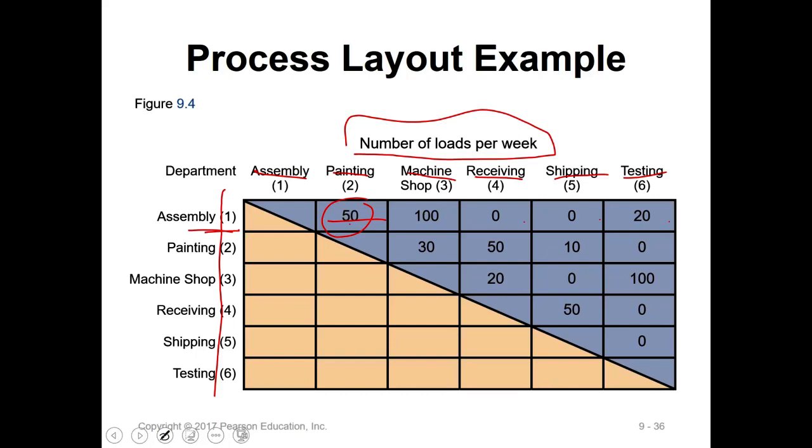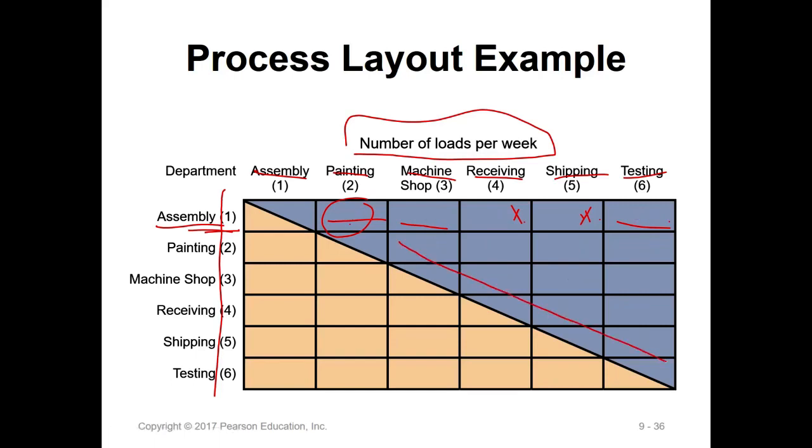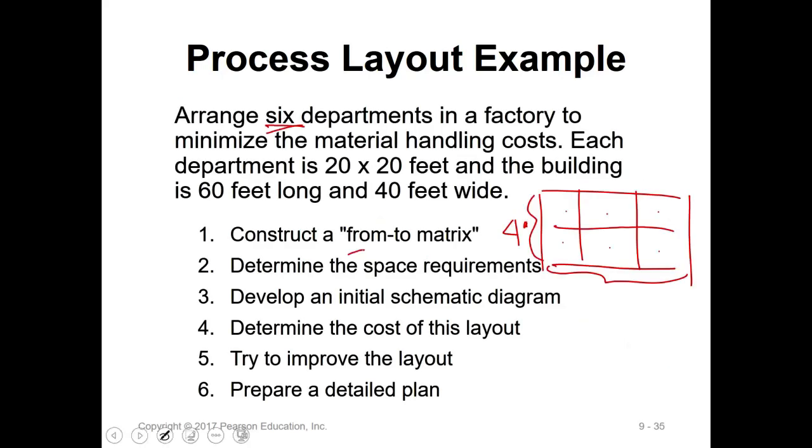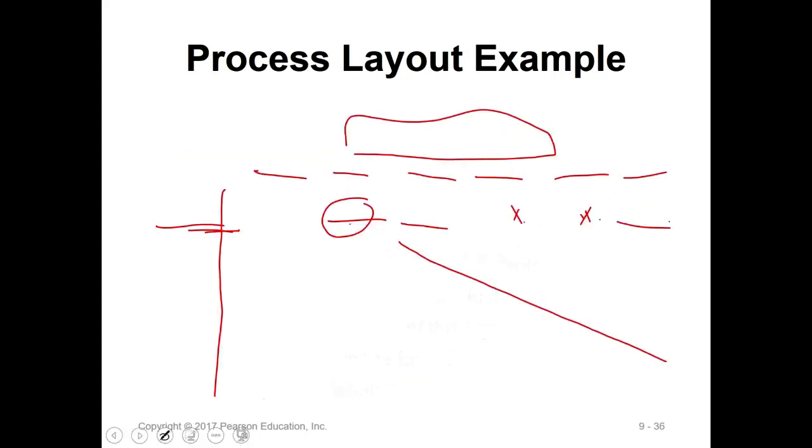And then from assembly to machine shop, you move 100. So there's no movement between 4 and 5. There's 20 units or 20 parts that need to be moved between assembly and testing. So each one by one, we created this. This is called the from-to matrix.